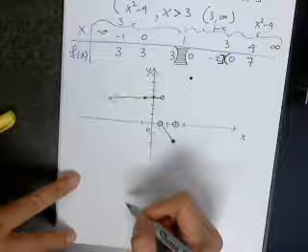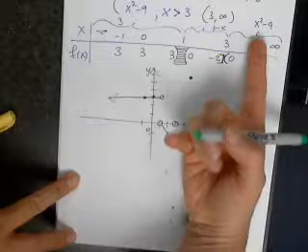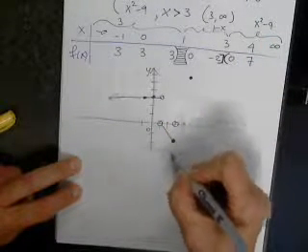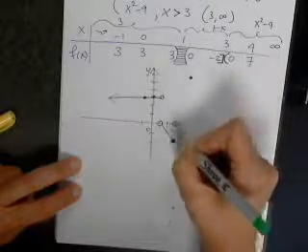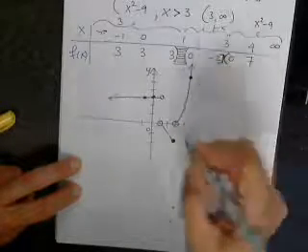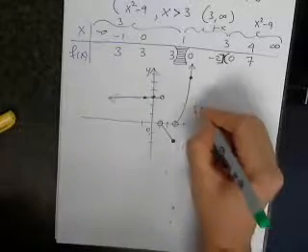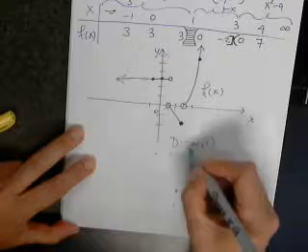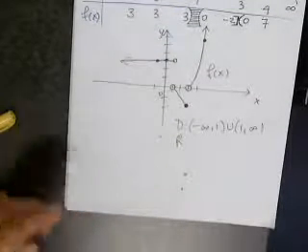However, this has to be a parabola. Does it open upward or downward? Does it have a minimum or a maximum? Minimum. So the minimum is right somewhere here at 0, negative 9. And that's our f of x. So the domain was negative infinity to 1 union 1 to infinity. What about the range?